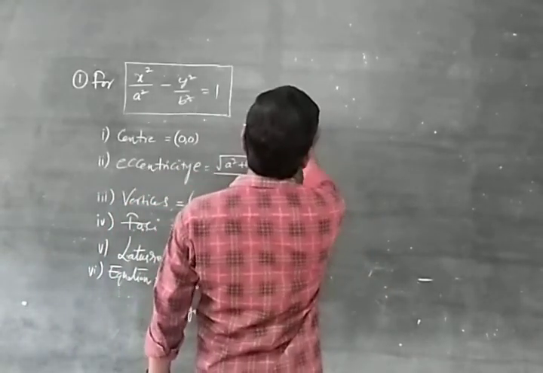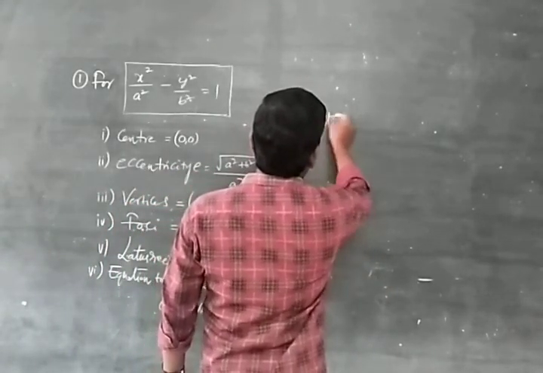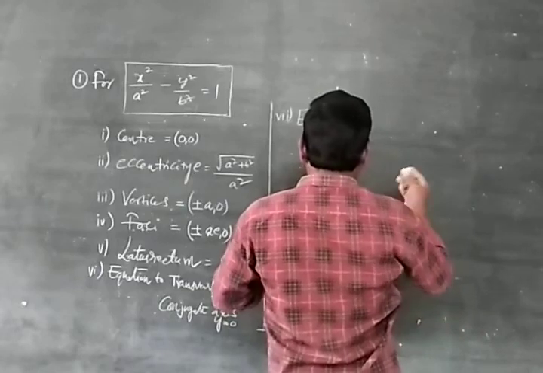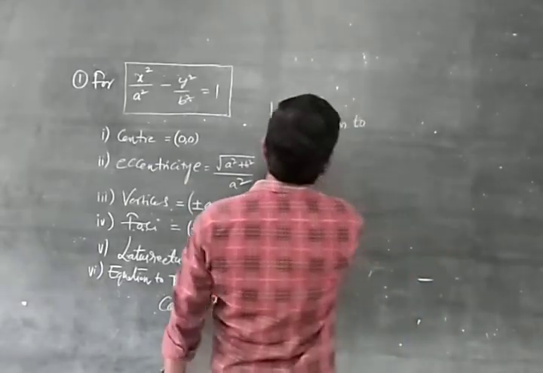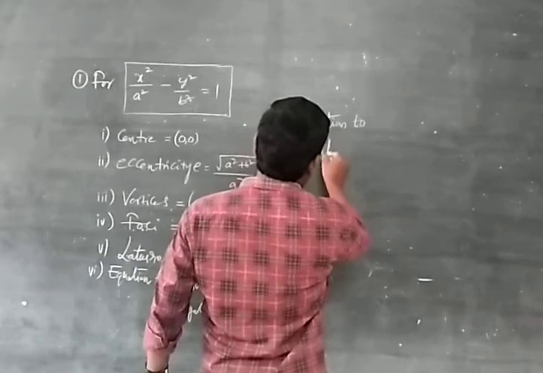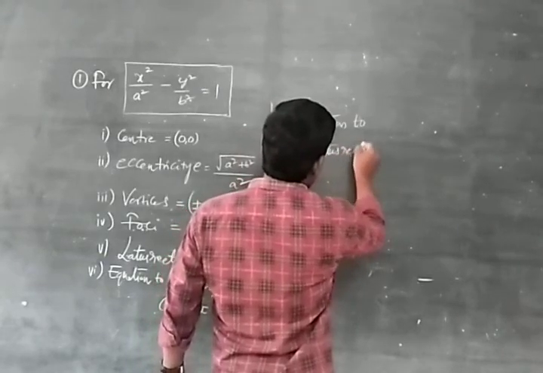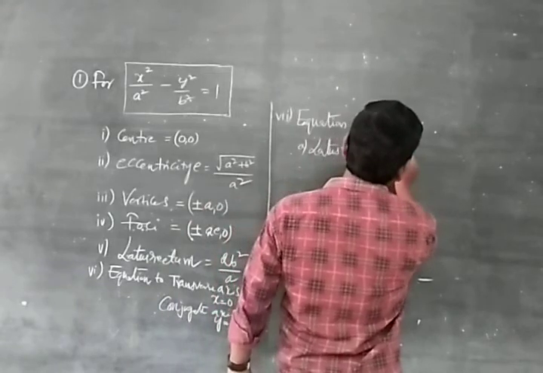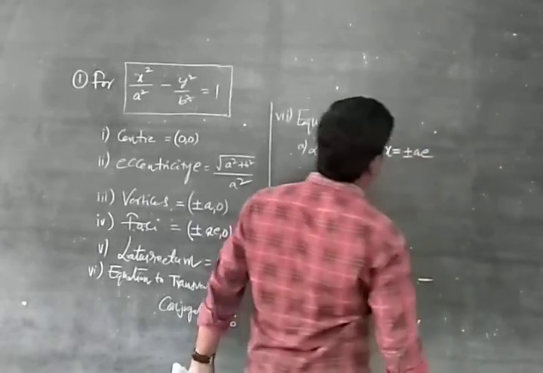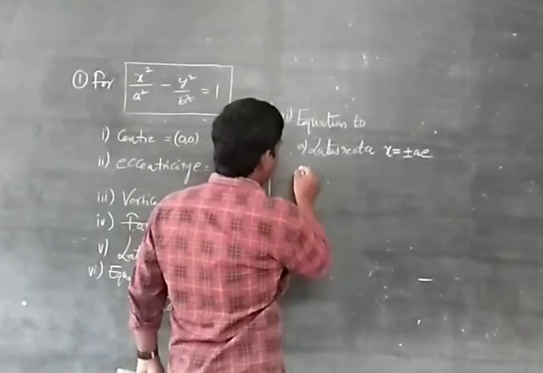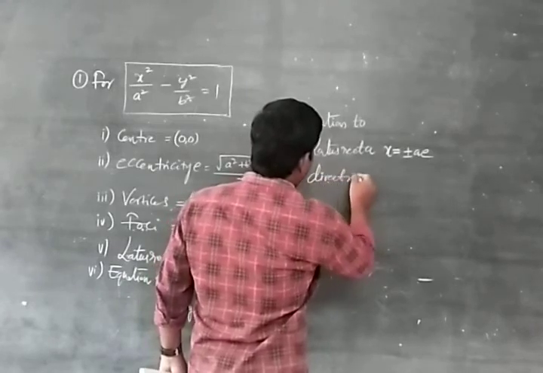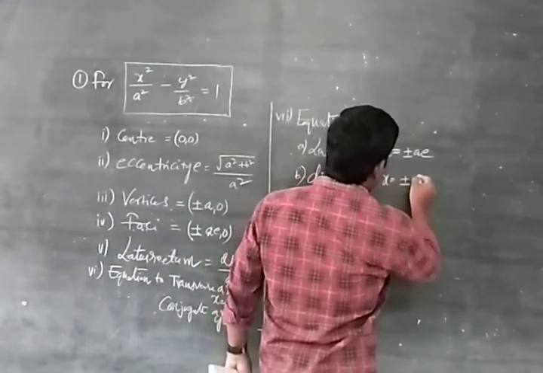Equation to latus recta x equal to plus or minus ae, and equation to directrix x equal to plus or minus a by e.